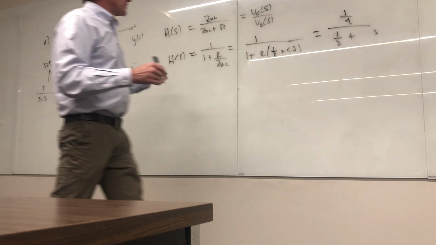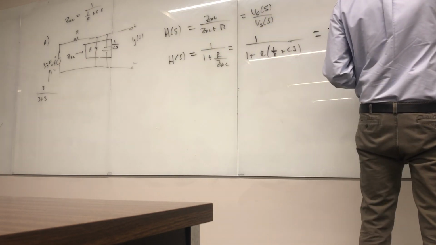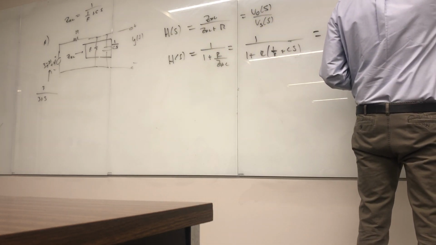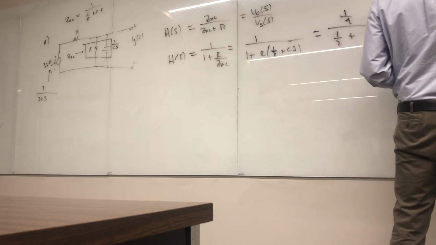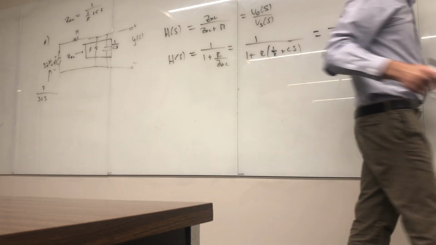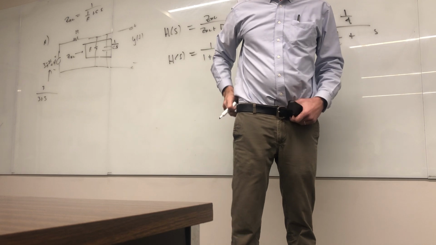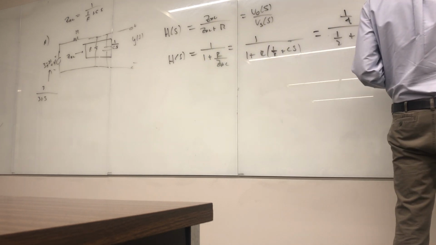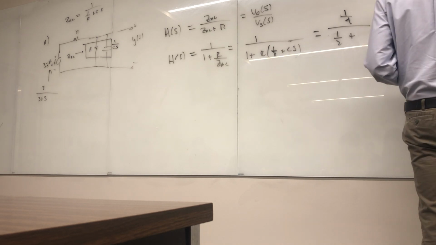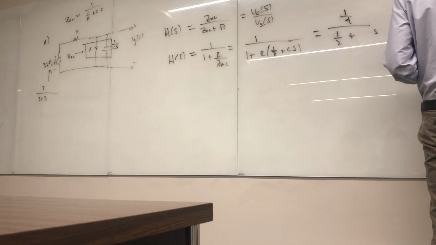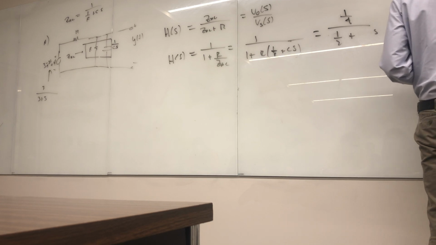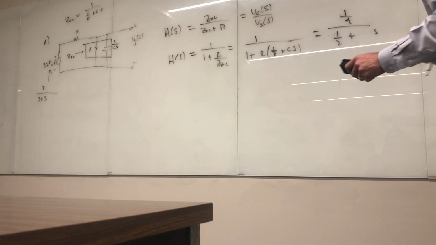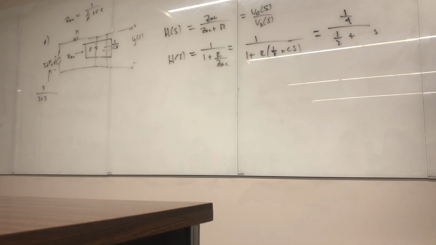Now, when you do this, V out of S, or Y of S, is going to be what? Well, that's H of S times the input, the source of S. I'm putting it just in general terms. Now I plug in the H of S. H of S is right here. So this is equal to 1/4 divided by 1/2 plus S, times V of S, which is 3 over S plus 3. Does everybody see that, class?